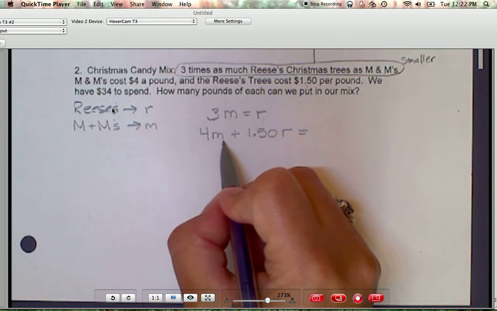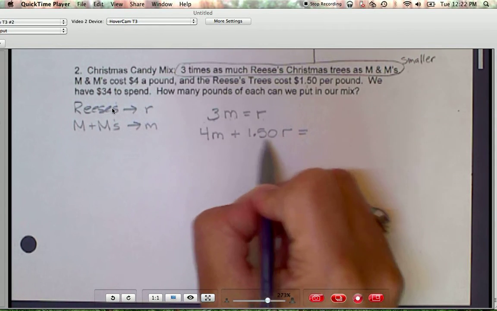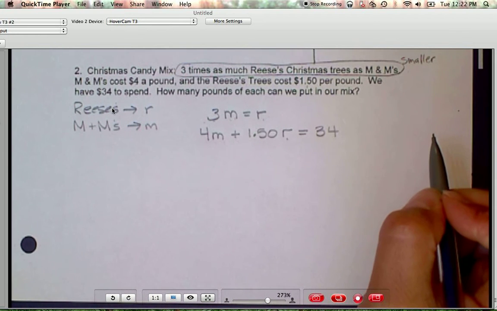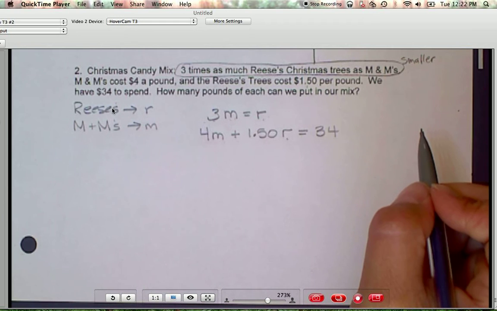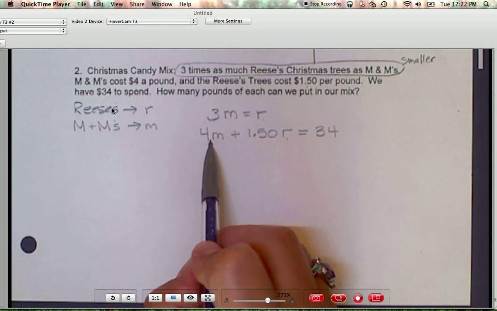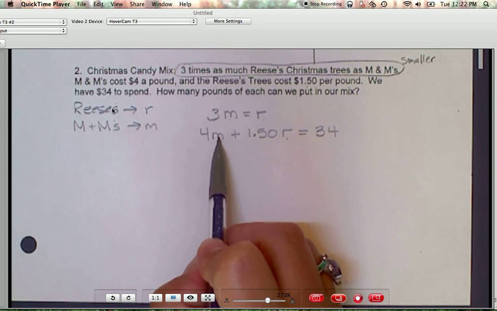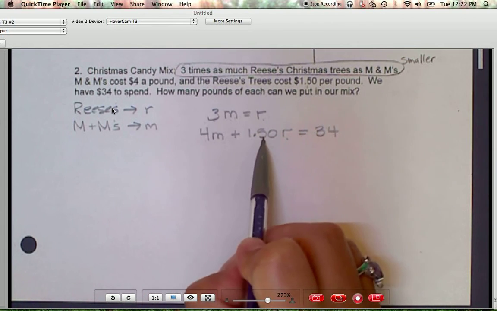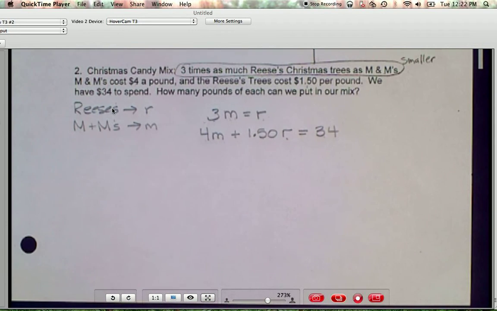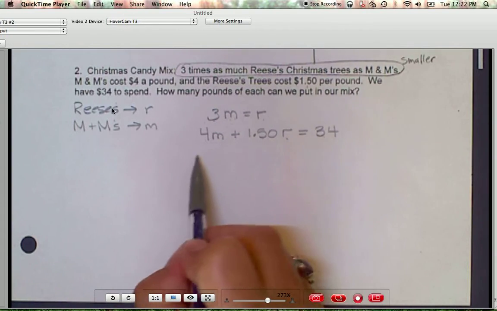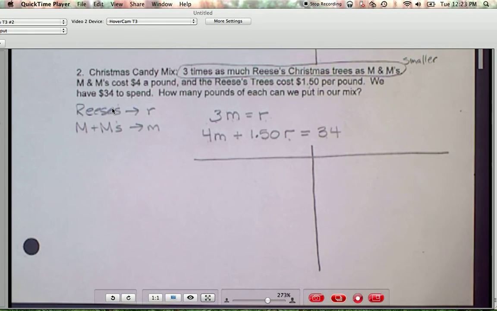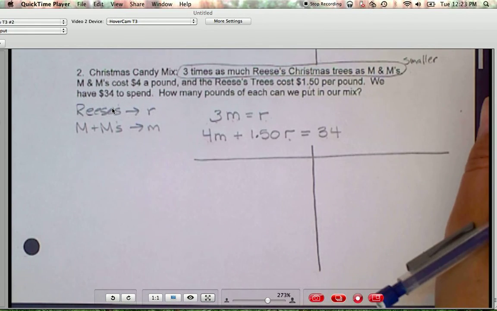So if we take our M&Ms and we add it to the cost of our Reese's, it should be equal to $34. And those will be your two equations there. 3m equals r, and then your cost equation, if I take the cost of M&Ms times how many pounds I buy, plus the cost of the Reese's times how many pounds I buy, should give me a total cost of $34. Again, we're going to use substitution method for this one. So go ahead and do your chart and solve for this.